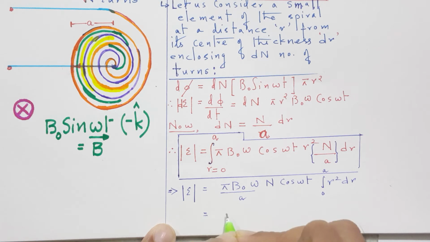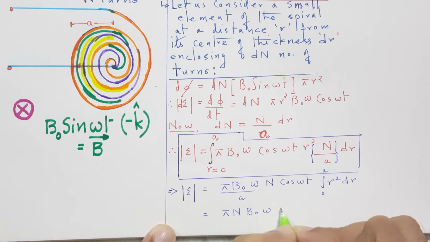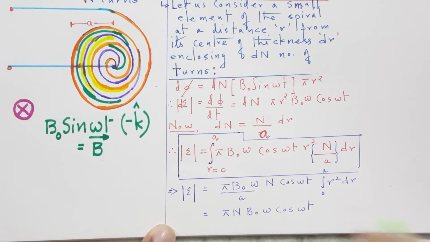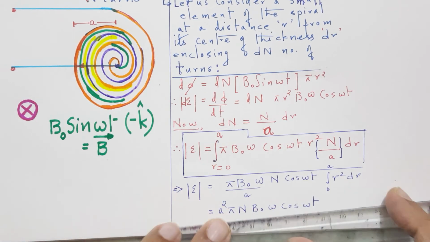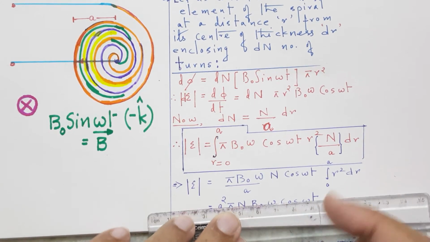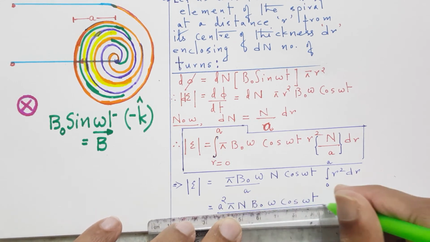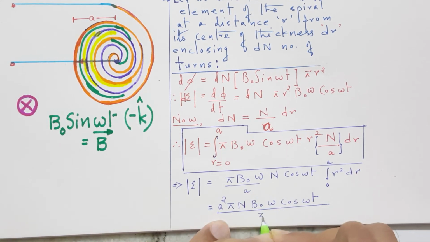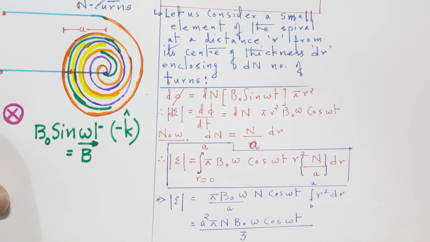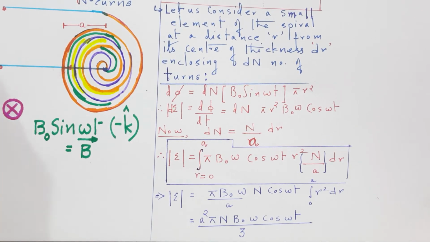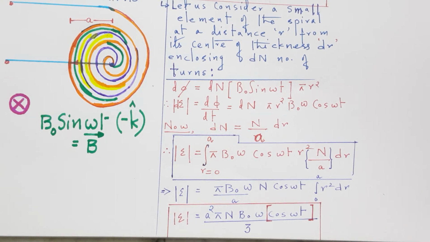So basically what will I get? Pi N B0 omega cos omega t, and there will be a cube, so a square on top, so there will also be an a square, and this whole thing will be divided by 3. Okay, so your final answer will be somewhat this. Yes, so that's the answer. So that's the expression for the EMF which is induced.